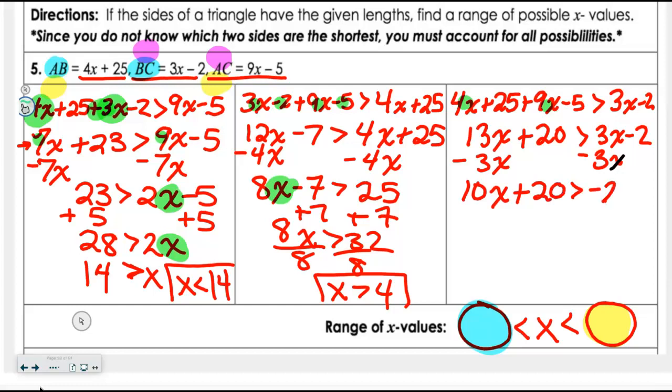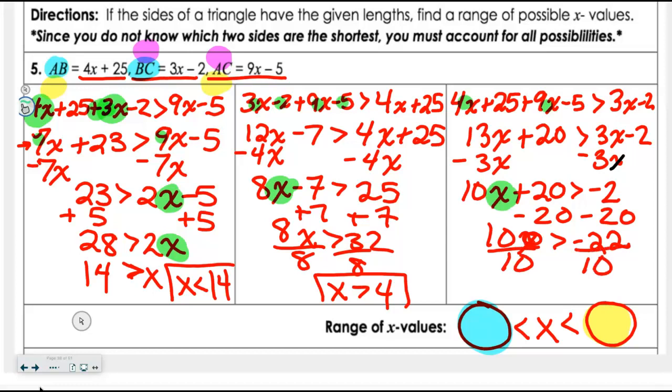All right. So there is my next statement. Last step, I'm going to have a 2-step process. In this case, it's an addition to undo. So I have 10x greater than negative 22. And my last step will be to divide by 10. All right, I get a decimal. That's okay. We got some decimals. No problem. So I have this one.